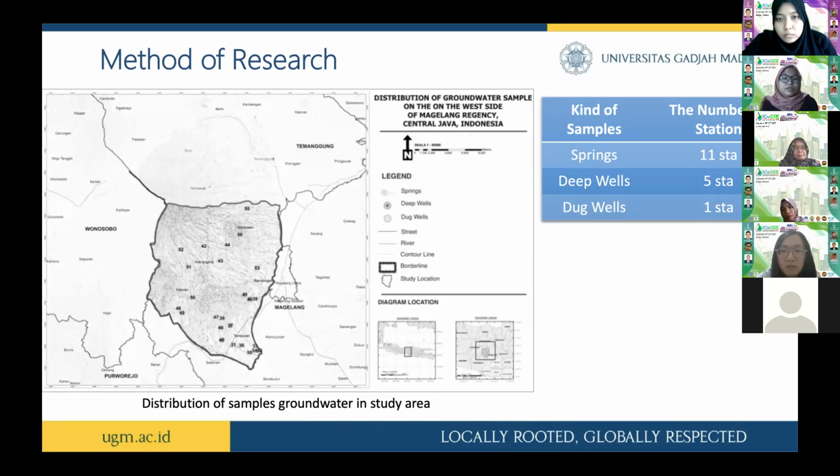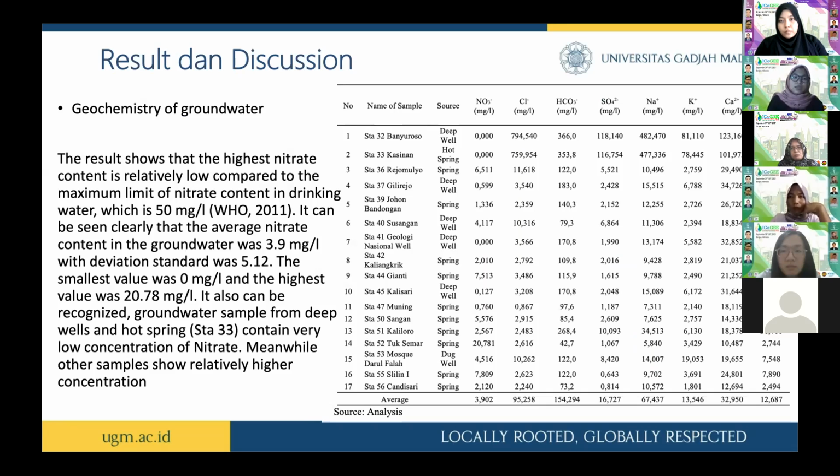This is the distribution of groundwater samples in the study area. We took 11 stations of spring, 5 stations of deep wells, and 1 station of hot spring. Results and discussion. This is the data shown about the anions and cations in the water.